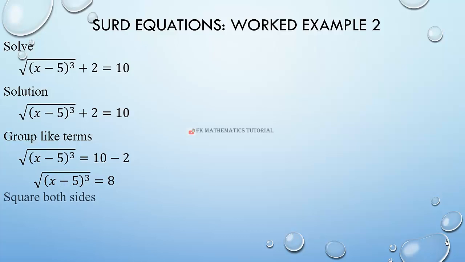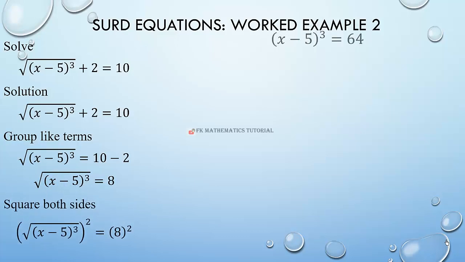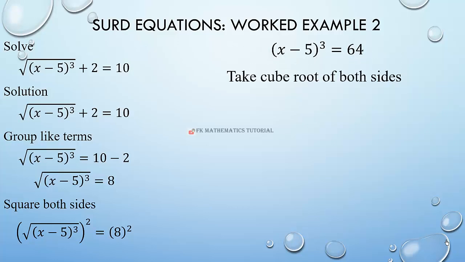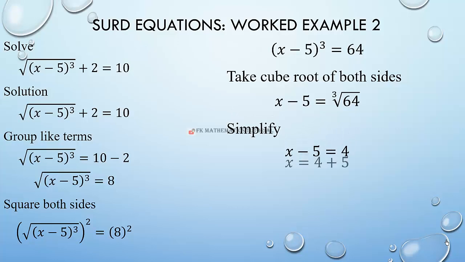We can now square both sides of the equation, and that will give us x minus 5 cubed is equal to 64. We take the cube root of both sides. So the cube root of 64 is 4. So this gives us x to be 4 plus 5, and that results to 9.